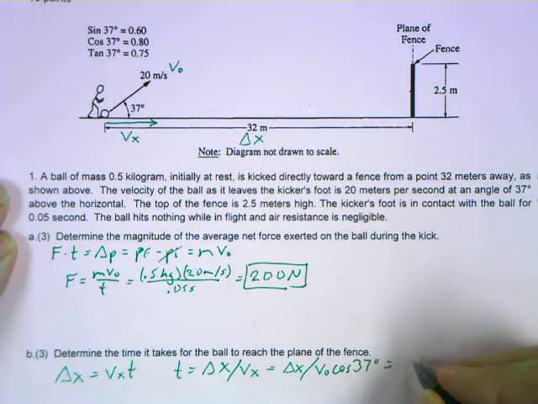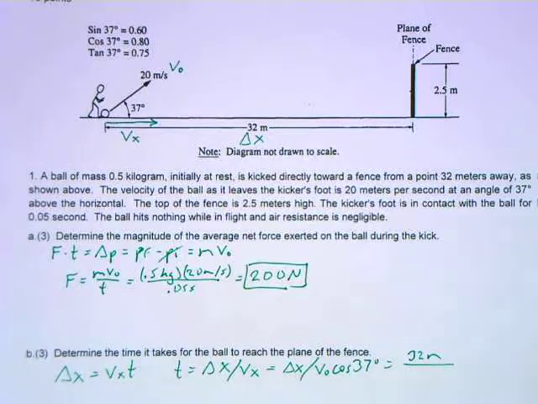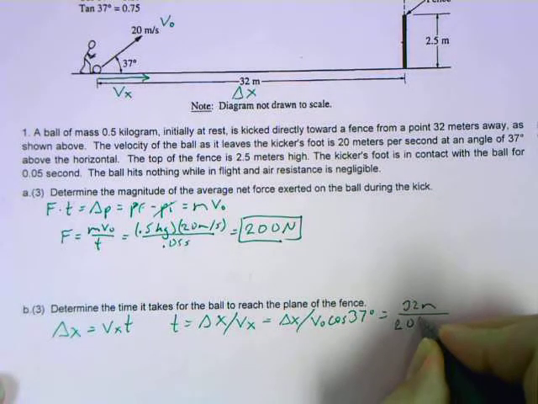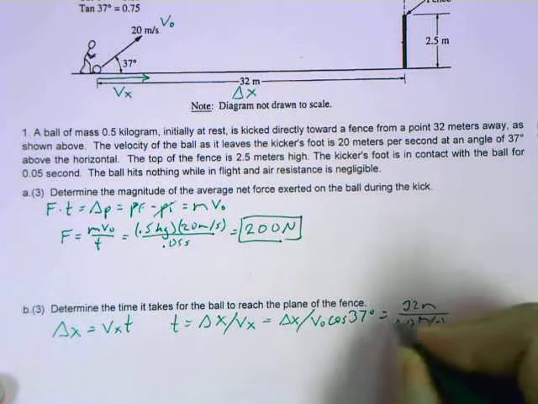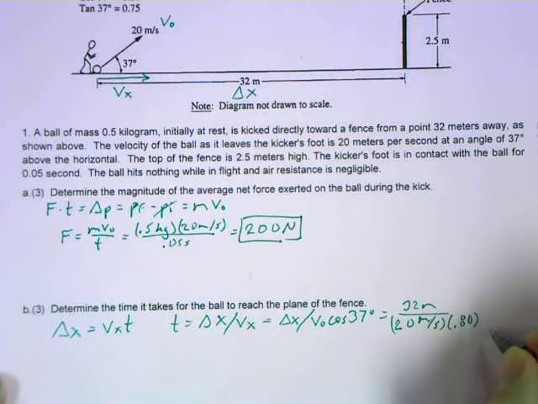So delta x is 32 meters. V naught was 20, and that was meters per second, of course. And our cosine of 37, they gave it to us up there as 0.80.